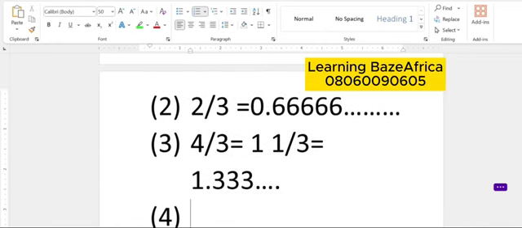So now, what if you now have two whole number, 1/3? Type your answer in the comment section. What will be the decimal expansion of two whole number, 1/3?